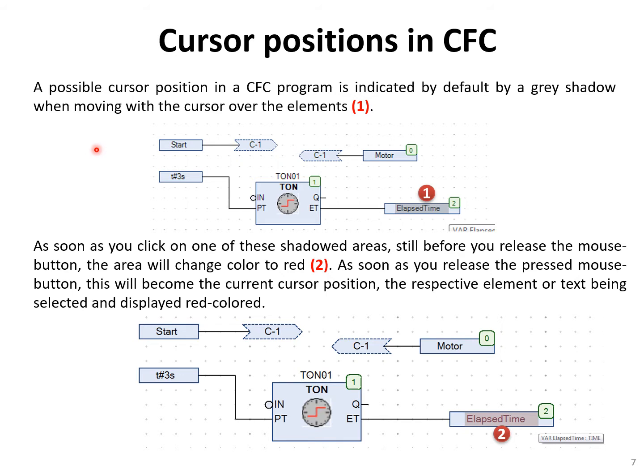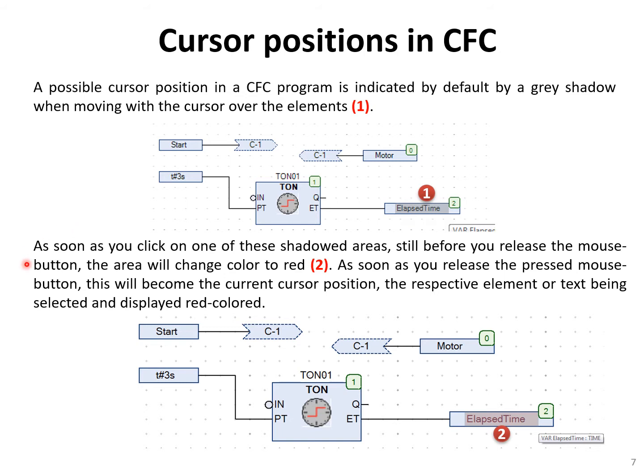A possible cursor position in a CFC program is indicated by default by a gray shadow when moving the cursor over the elements. So once you have these boxes, input, output, etc., and you hover your mouse around these boxes, then, for example, when you come at this box, which is one output, you will see this gray shadow. As you could see here, we have the gray shadow, and this is the default.